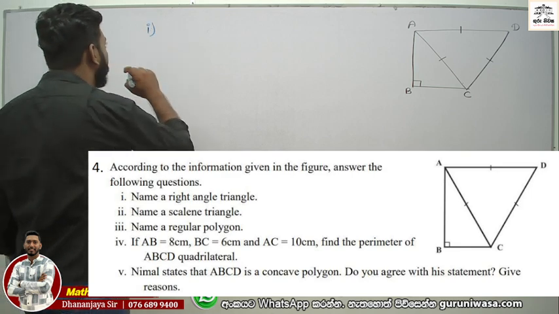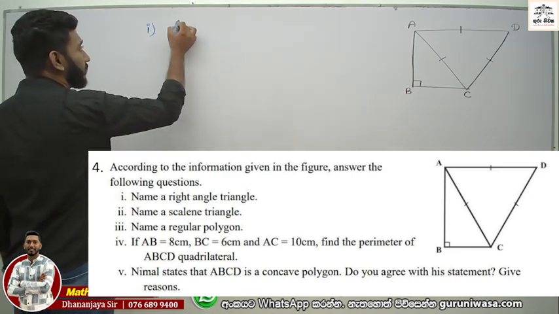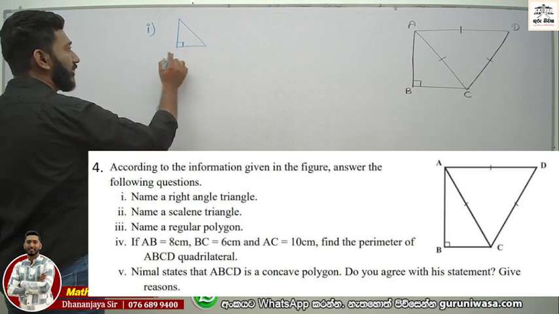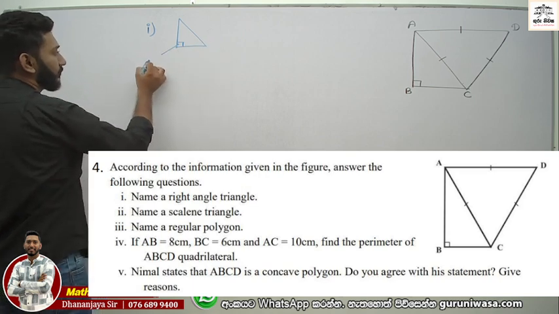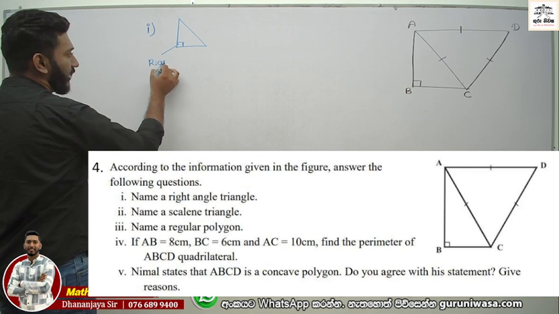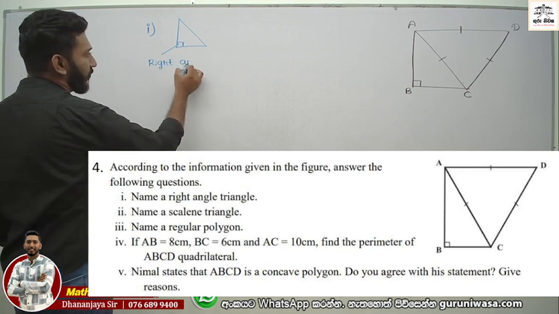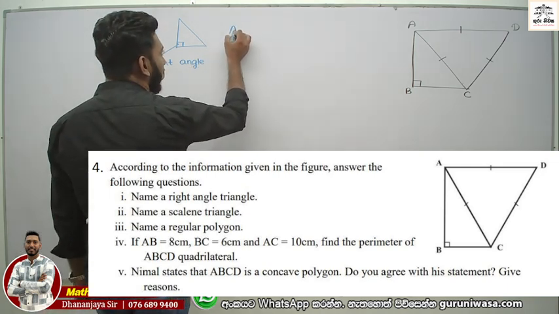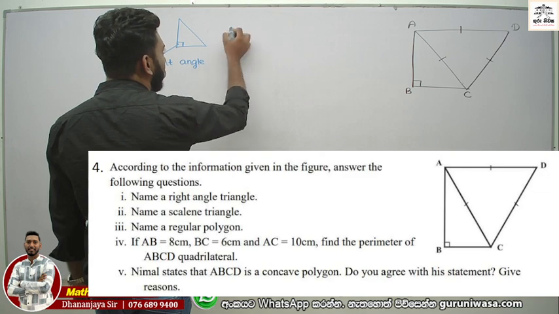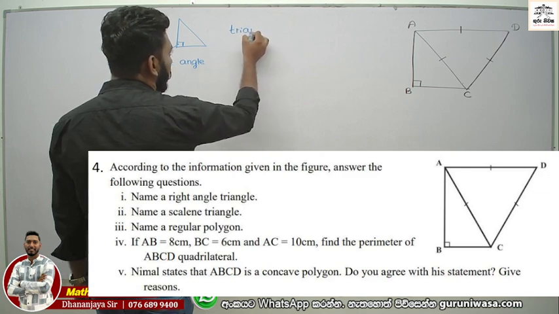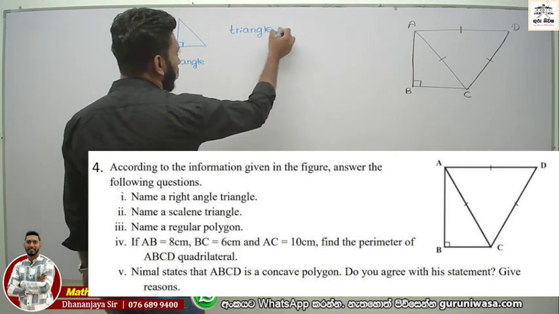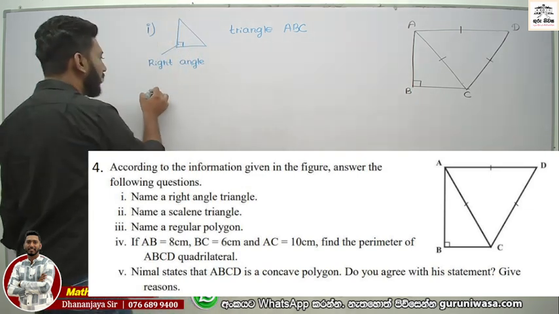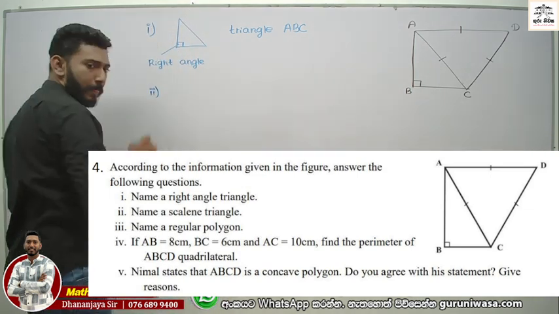What does right angle mean? This is a right angle. One angle should be a right angle. Therefore the answer is triangle ABC. Triangle ABC. Now, question number 2.